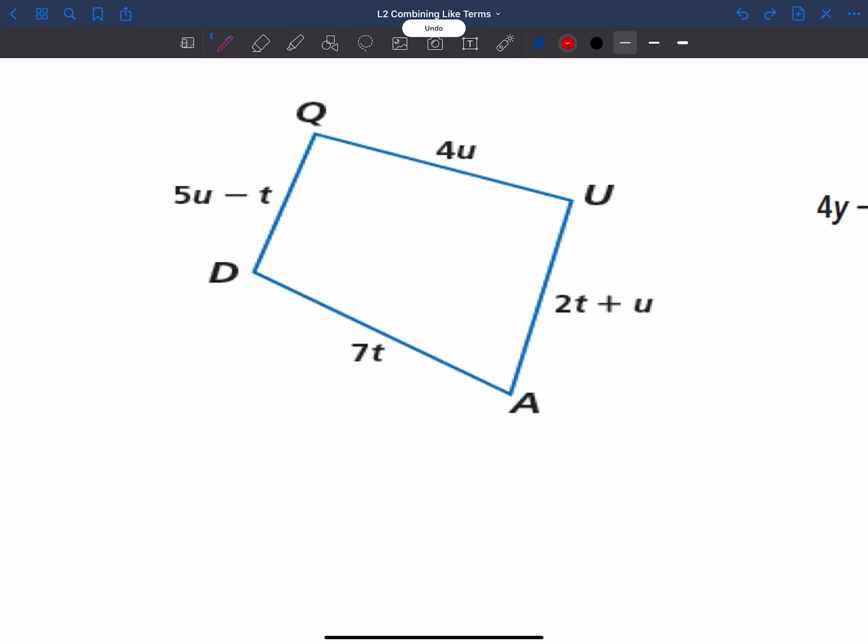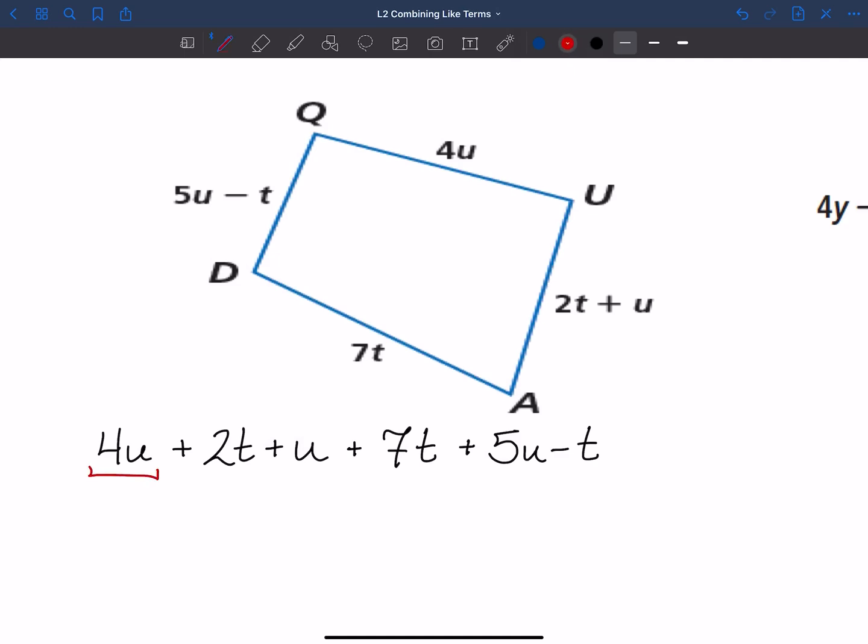All right, so I'm going to have 4u, and then I'm going to add on the next side, which is 2t plus u, and then I'm going to add on the next side, which is 7t, and then I'm going to add on the next side, which is 5u minus t. Right? So you might notice that each one of these was its own side.